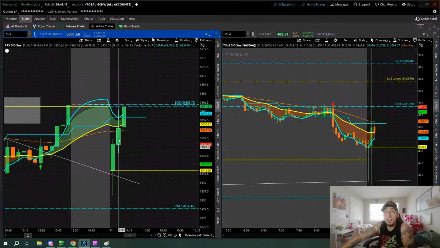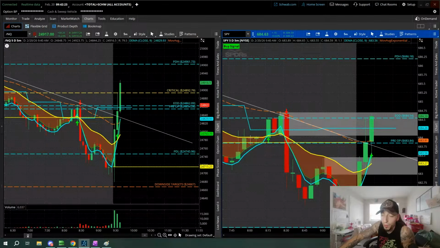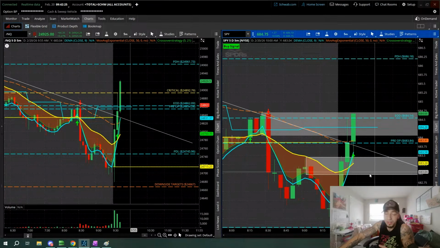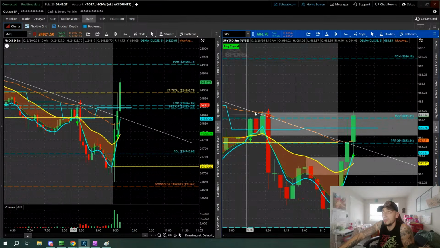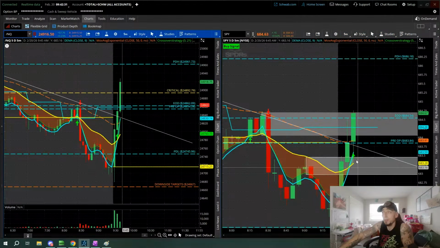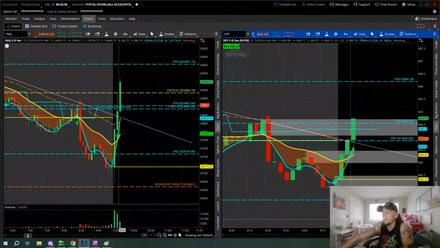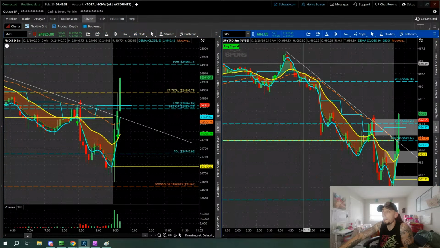Dude, look at SPX right here. Cooking, dude. Oh my God. Is anybody aware of something going on? Or is it just regular Friday, just craziness? That's a clean break of trend right there. Look at that. Boom.